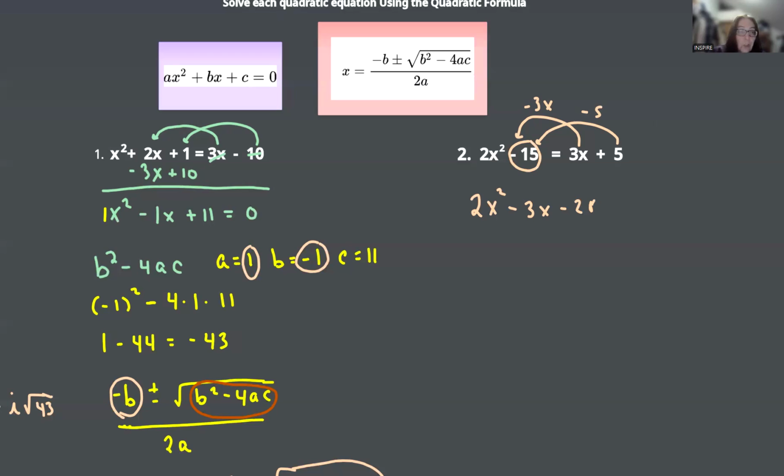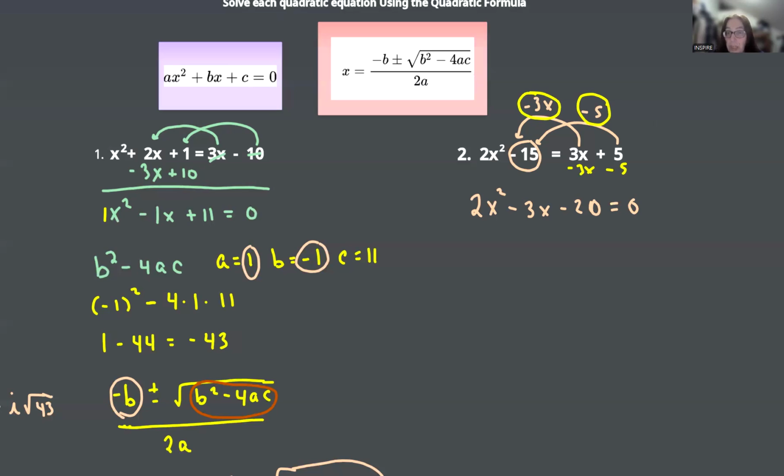So just to make sure you see that, let me get a different color. I subtracted 3x from both sides, like I did there, and I subtracted 5 from both sides. It was a positive 5, so to bring it to the other side, I have to subtract it. It was a positive 3x, so to bring it to the other side, I have to subtract it. Okay, these cancel now, we get 0. So now I've got it equal to 0.